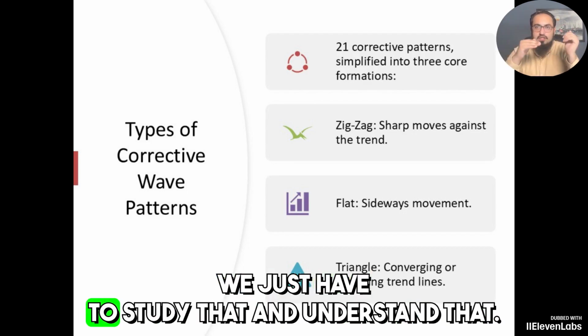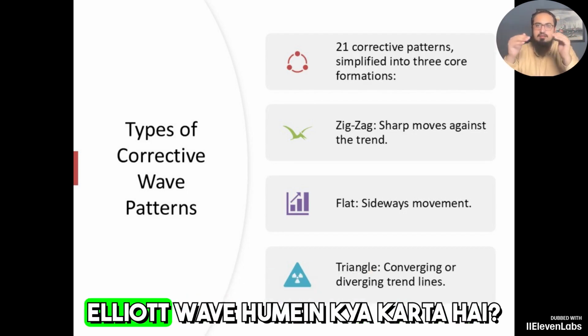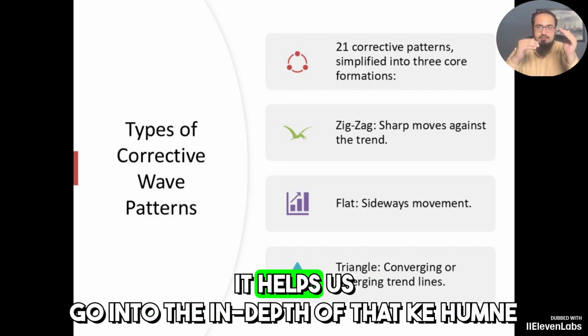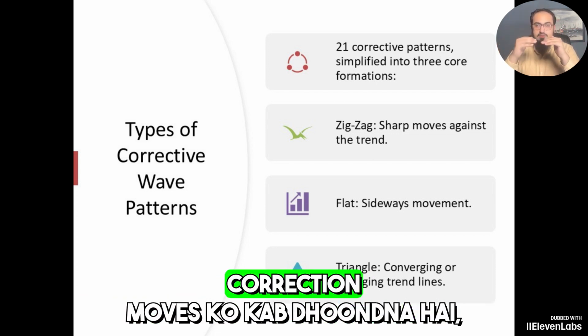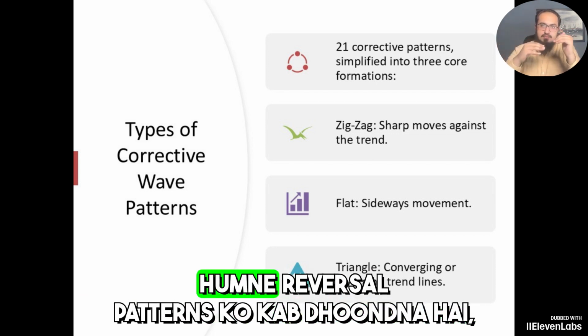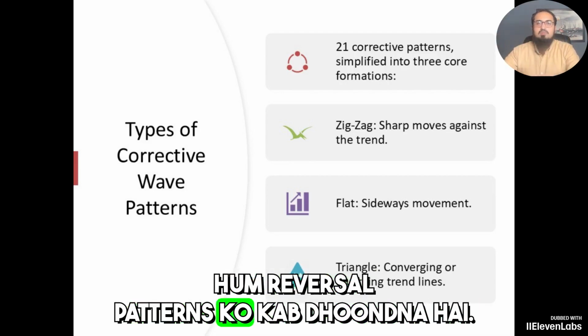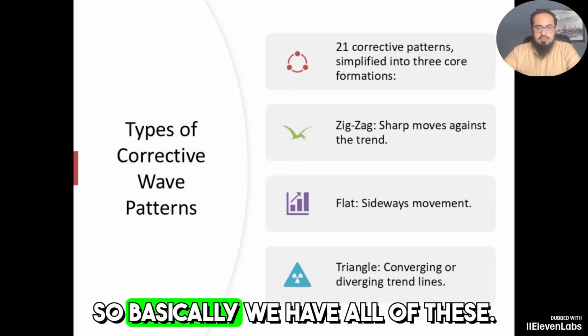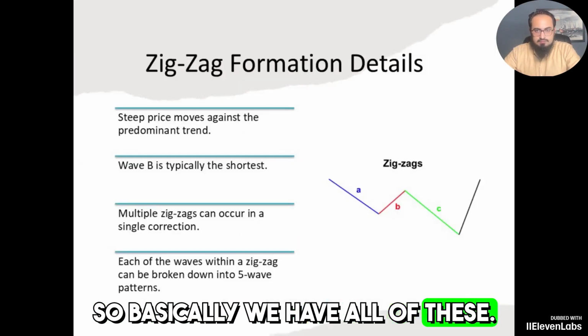It doesn't start changing after studying that and understanding that. What does the earlier wave tell us? It helps us go into the depth of that when we need to find the connection moves. When do we need to find the reversal pattern? When do we need to find the continuation pattern? So basically we have all of these.